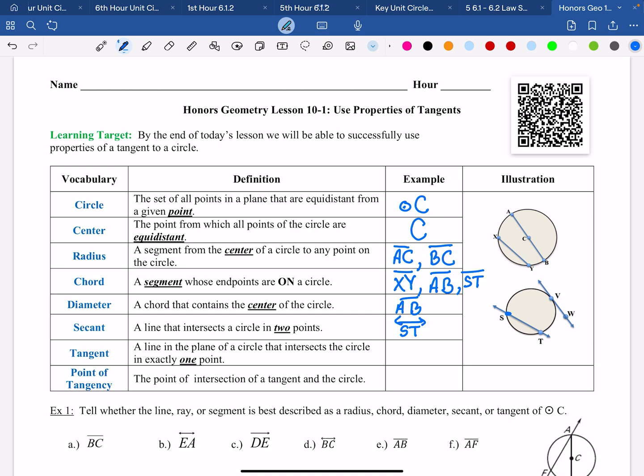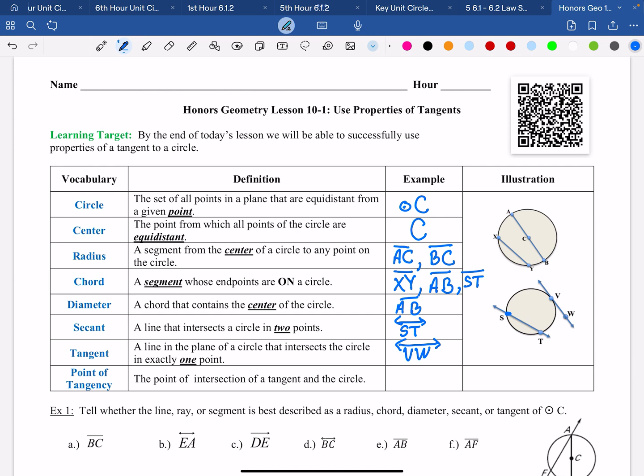Okay, tangent, on the other hand, yes, it does go through the circle and exit out, but it only touches the circle in exactly one spot. It doesn't go through the interior. It has no interior points. It simply touches and goes. All right, so that line that you see over here, VW, is what we call a tangent line to a circle.